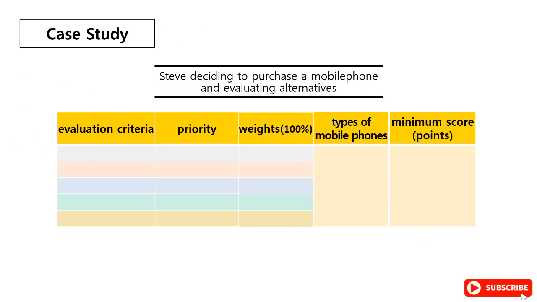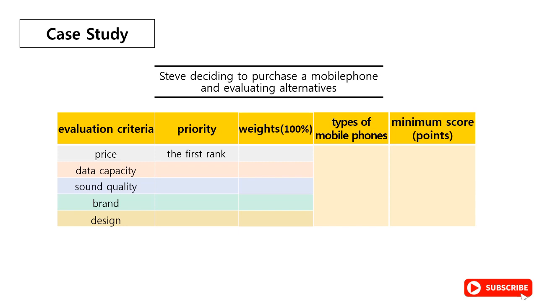The case study involves Steve deciding to purchase a mobile phone and evaluating alternatives. The table on the screen represents the evaluation criteria set by Steve. Please listen to the explanation while looking at the screen. Steve established 5 evaluation criteria: price, data capacity, sound quality, brand, and design.